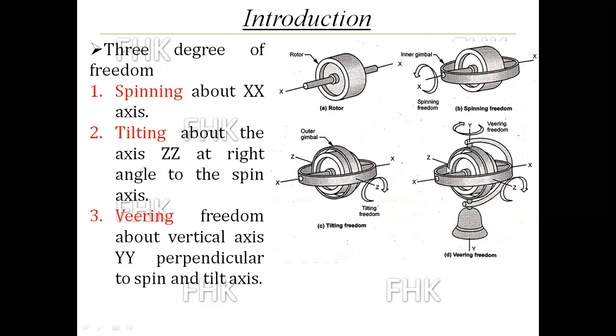Third one is the weaving freedom, where the rotating mass is rotating along the axis ZZ, and at the same time it is rotating about a third mutually perpendicular axis YY, and that YY axis is called the weaving freedom. Remember that these 3 axes on which the rotor is rotating are mutually perpendicular to each other.